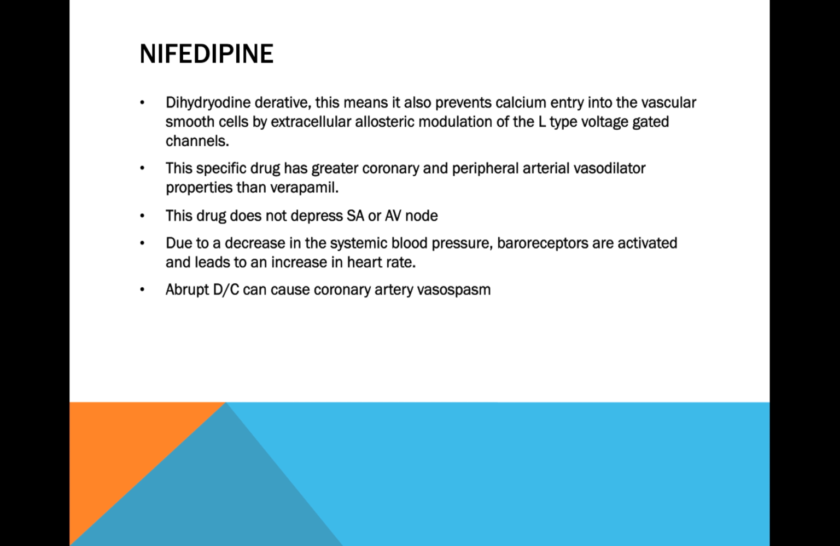Nifedipine, once again, is a dihydropyridine derivative, and once again, this means it also prevents calcium entry into the vascular smooth muscle cells by extracellular allosteric modulation of those L-type voltage-gated calcium ion channels. This specific drug has greater coronary and peripheral arterial vasodilator properties than verapamil. It does not affect your SA or your AV node, very important. And due to a decrease in systemic blood pressure, baroreceptors will be activated and cause an increase in heart rate. Note, abrupt discontinuation can cause coronary artery vasospasm.